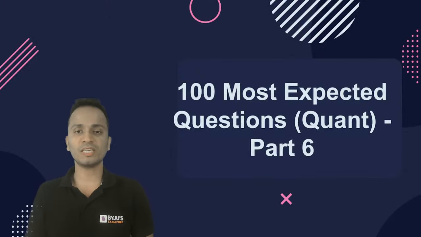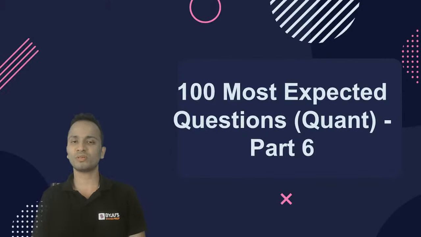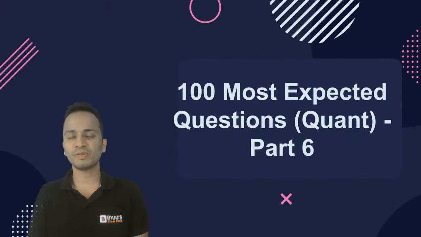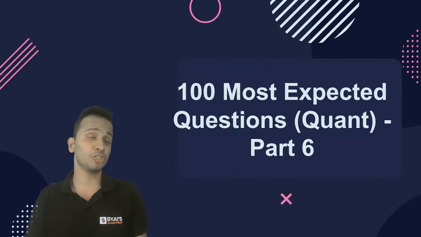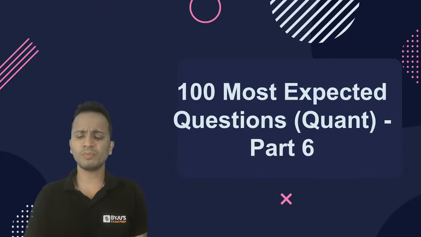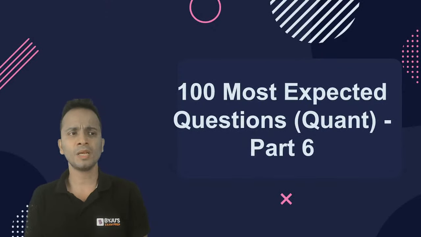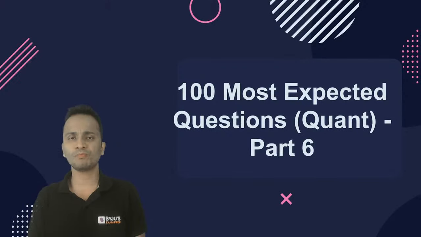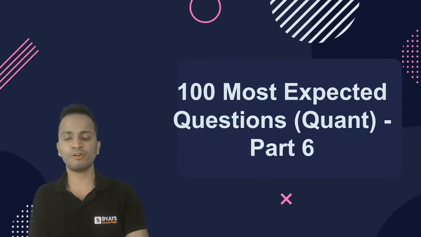So friends, welcome once again to 100 most expected questions for quant. This is part number 6. So previously we have already conducted 5 sessions on 100 most expected questions for the QA section. In these sessions, we are discussing some of the concepts and types of questions that are highly probable to come in our CAT examination. Also, through these questions, you can plan your revision. You will be able to brush up the concepts and the logics that you have prepared, which will help you in the CAT examination.